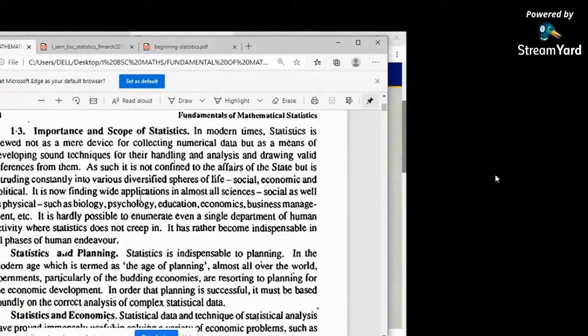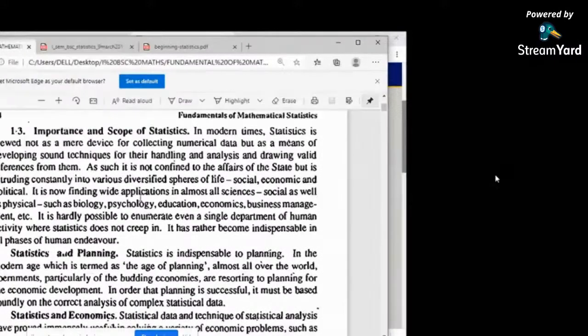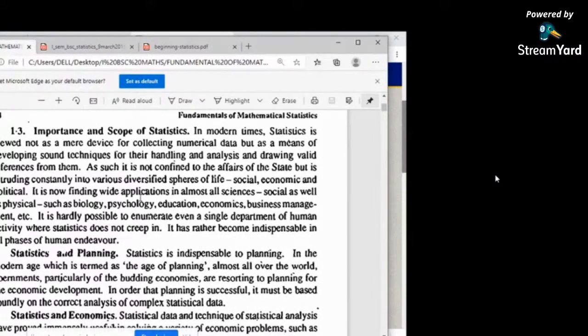So what is the importance and scope of statistics?